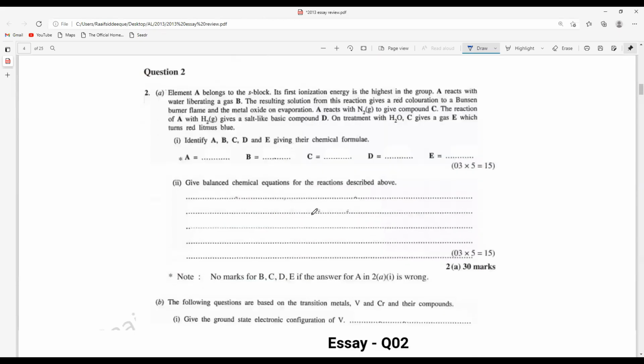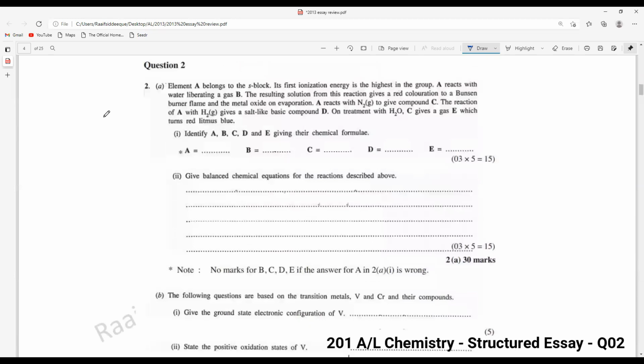Right, so question number 2. Again, I don't know whether I have discussed this before. I will say yes, 2011. Please go through it. It's typically a very similar one, but a little bit different. So element A belongs to the S block.